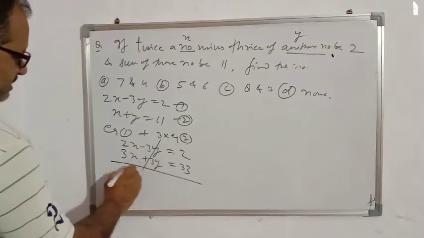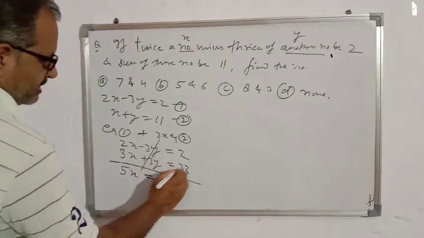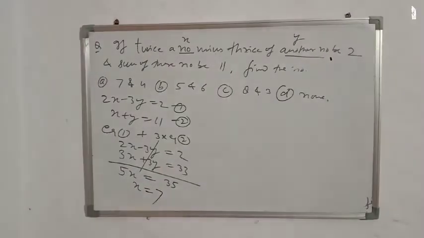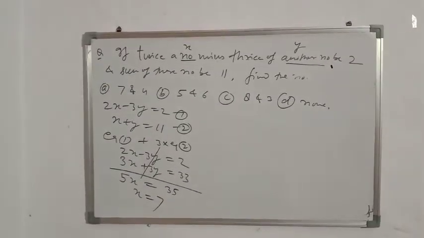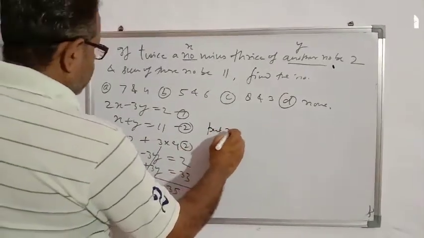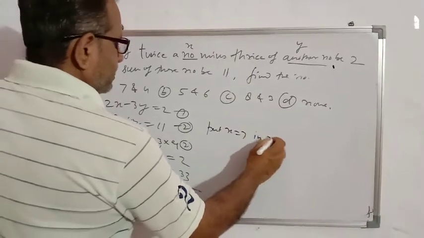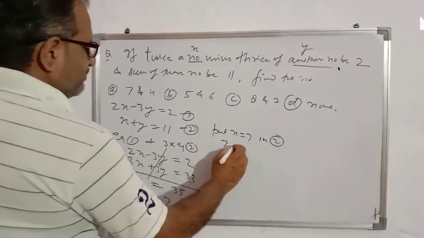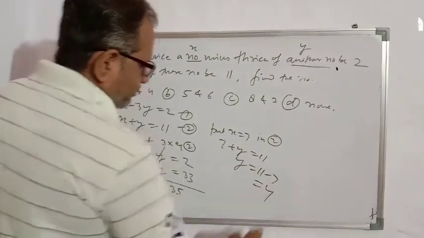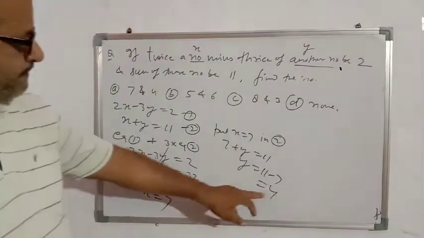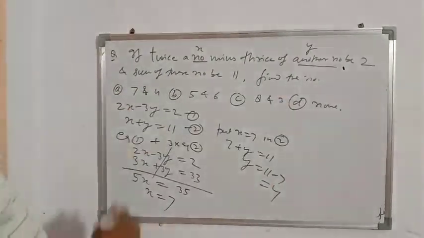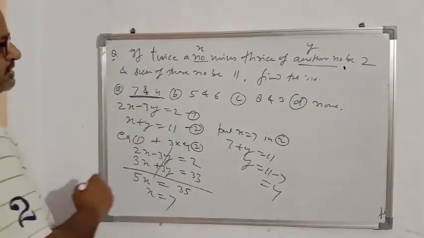Add it: 3x plus 2x is 5x, 33 plus 2 is 35. What will be x? 7. So x will be 7. Now put the value of x in the second equation. Put x is equal to 7 in the second equation. So 7 plus y is equal to 11. What will be y? 11 minus 7, 4. So x is 7, y is 4. One number is 7, another number is 4. So 7 and 4, this is the answer.